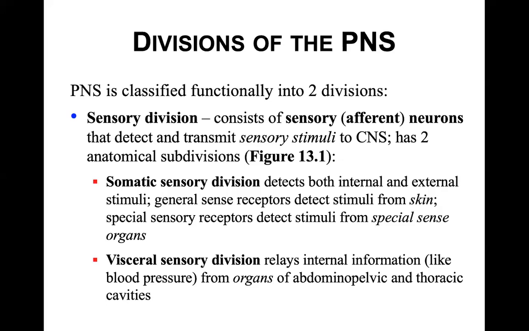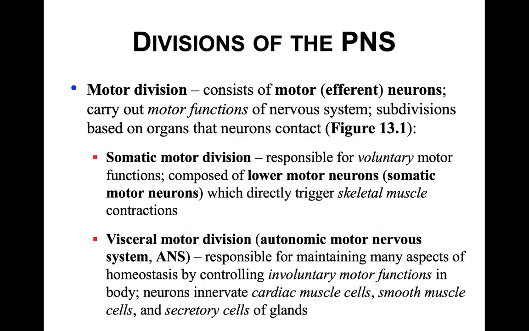The visceral sensory division, this relays internal information like blood pressure from organs of the abdominal, pelvic, and thoracic cavities. The motor division consists of motor or efferent neurons that carry out motor functions of the nervous system. Subdivisions are based on organs that neurons contact, such as the somatic motor division. This is responsible for voluntary motor functions, composed of lower motor neurons, which directly trigger skeletal muscle contractions.